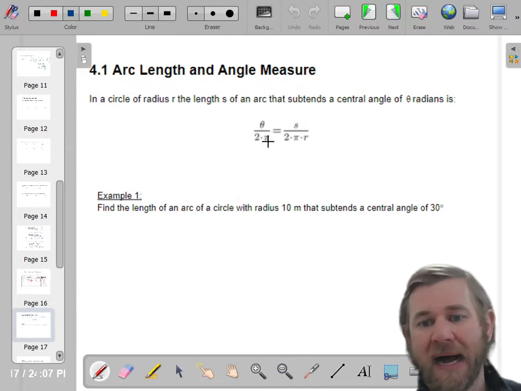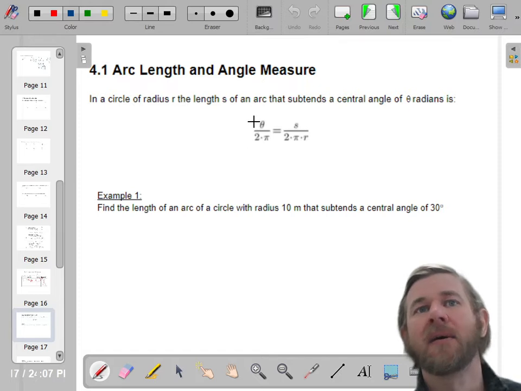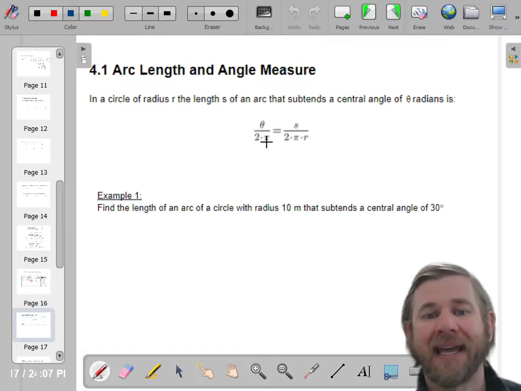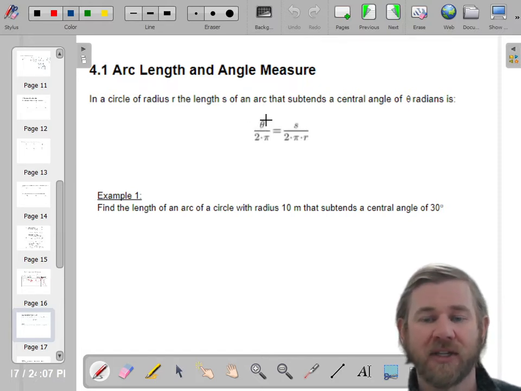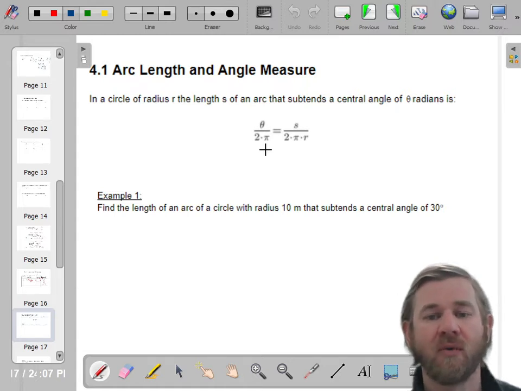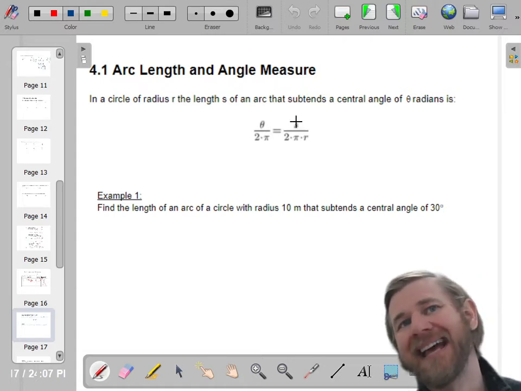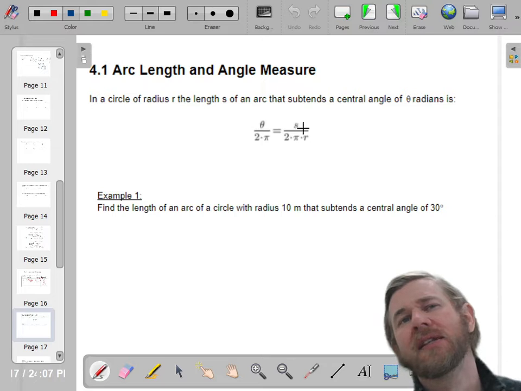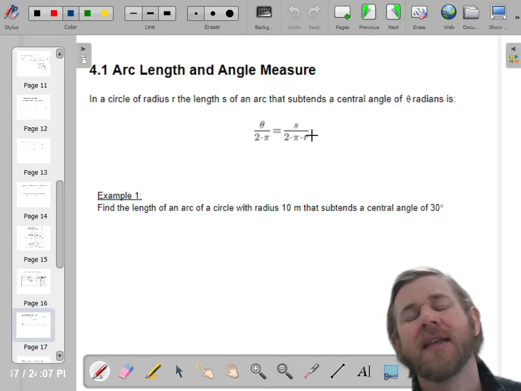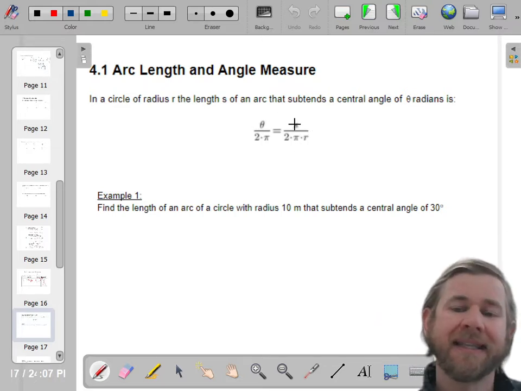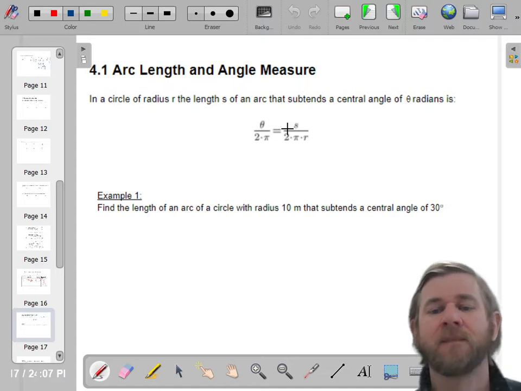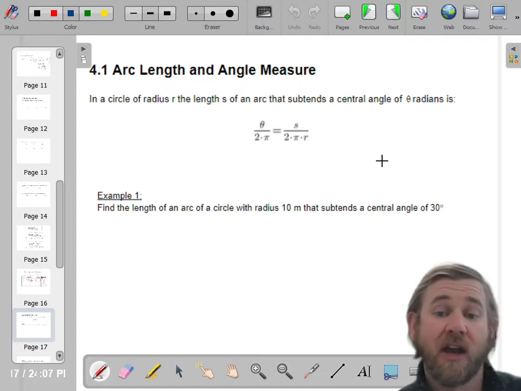Theta out of 2 pi. So this is some fraction of an angle. Theta is going to be some fraction of 2 pi, being one whole revolution, is S out of 2 pi r. Some fraction of, what's 2 pi r? That's the circumference. The arc length is some fraction of the circle.